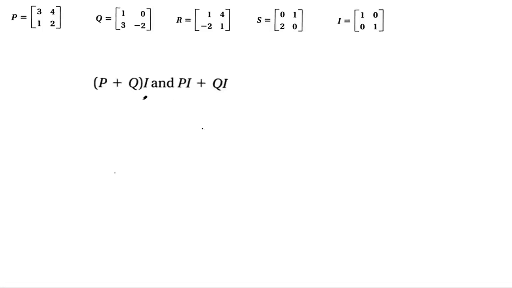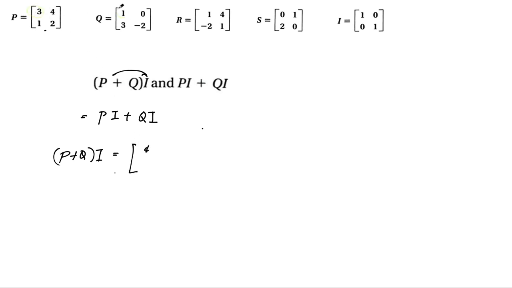Are these two equal? So matrices actually do satisfy this distributive property. Okay, so you can distribute it like this. So I guess they want us to verify. So this here, P plus Q times I. You've got to add P and Q first. P and Q, let's add them up.